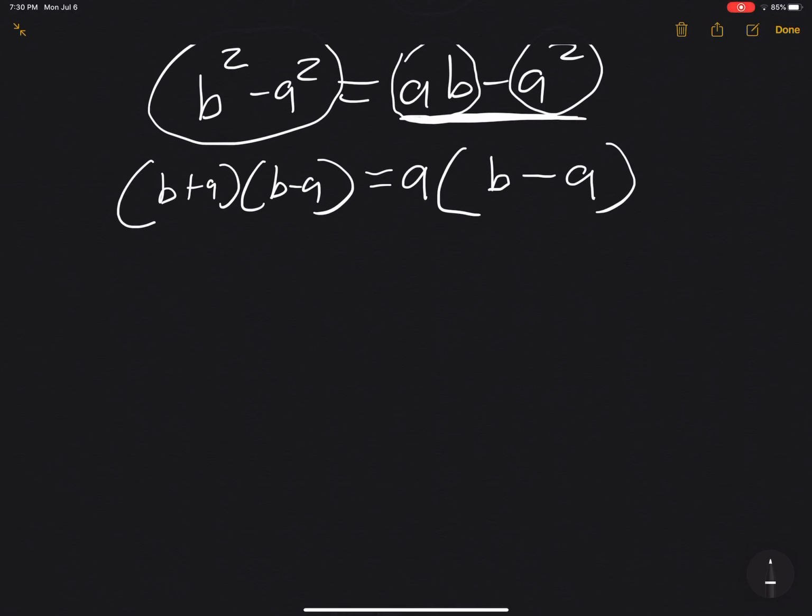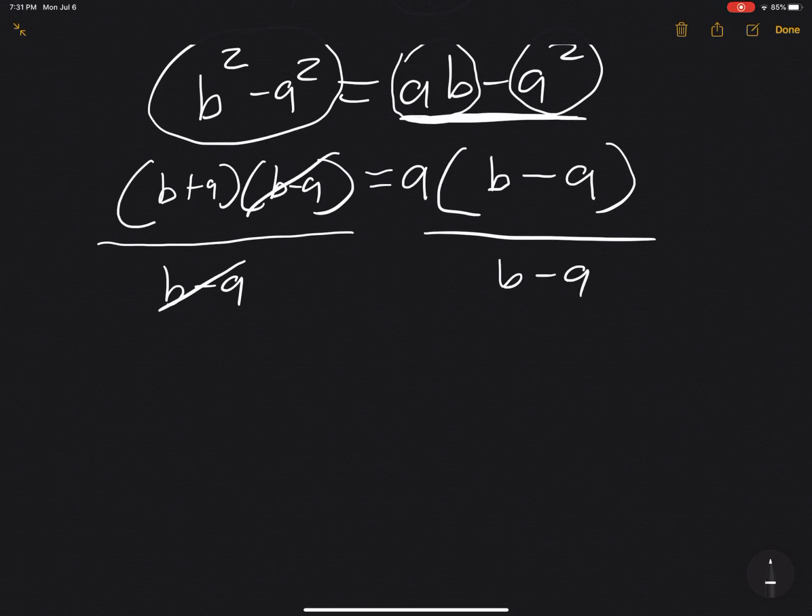But now we see that we have a b minus a on both sides. So in an equation, as long as I do the same thing to both sides, I can add, subtract, multiply, or divide whatever I want. So I'm going to divide both sides by b minus a, which is going to give me, on the left-hand side, just b plus a, and on the right-hand side, I get a, and that's all that's left.